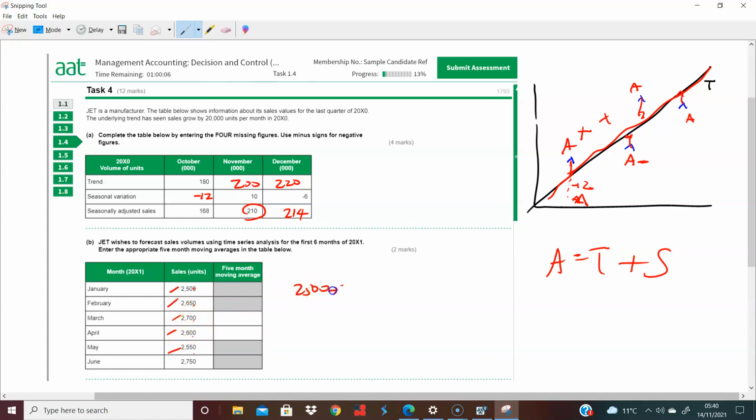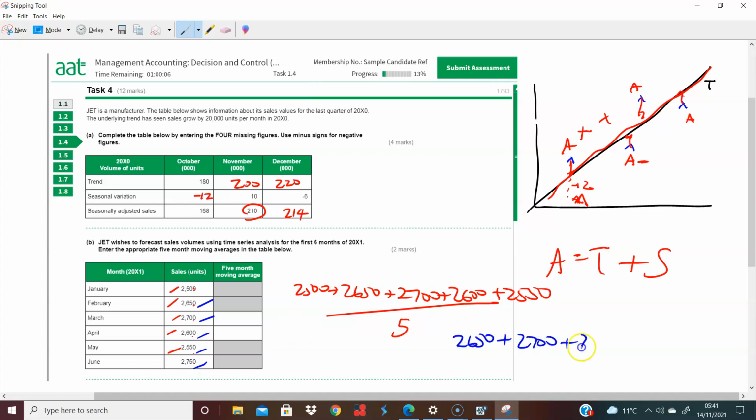That's 2,500 plus 2,650 plus 2,700 plus 2,600 plus 2,550, divided by five. That's the first one. I'm going to change my pen color to show you what the next one would be. One, two, three, four, five. So I'm going to do the same thing: 2,650 plus 2,700 plus 2,600 plus 2,550 plus 2,750, divided by five. Your answer in blue would be here, and the answer in red would be here. Let's do the red one first.